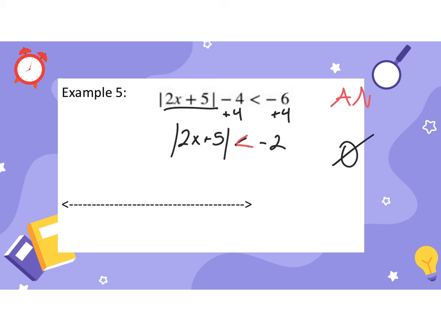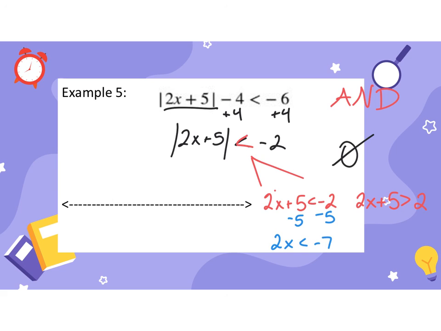Less than means I want this to look like an and problem. My two problems that I'm going to split into, I'm going to have 2x plus 5 is less than negative 2, and 2x plus 5 is greater than a negative 2. Subtract the 5. 2x is less than negative 7. X is less than negative 3.5. Subtract 5. 2x is greater than negative 3. X is greater than negative 1.5.